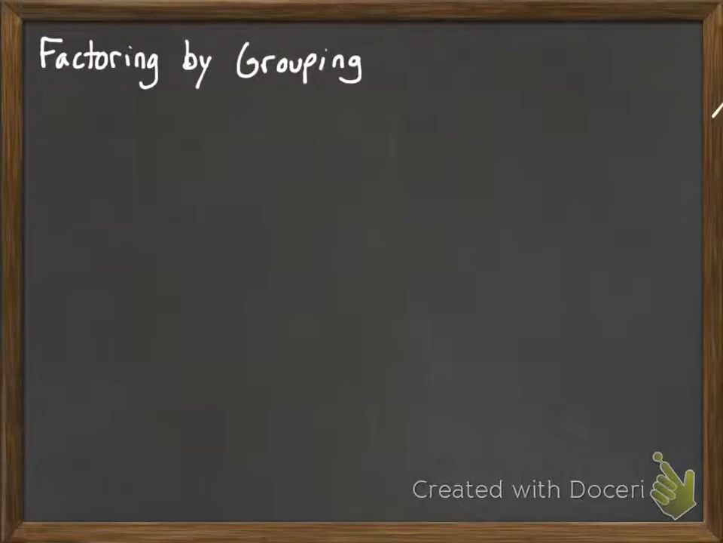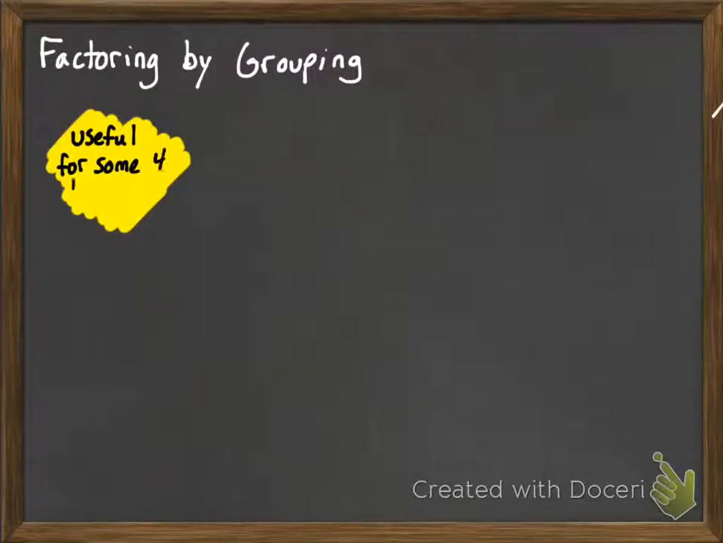Welcome. In this video we're going to talk about a factoring technique called factoring by grouping. Now factoring by grouping is a more specific type of factoring than our factoring in GCF. As you can see, it's useful for some four-term polynomials. It also works sometimes for bigger ones, but mostly with four terms is what we're focusing on.